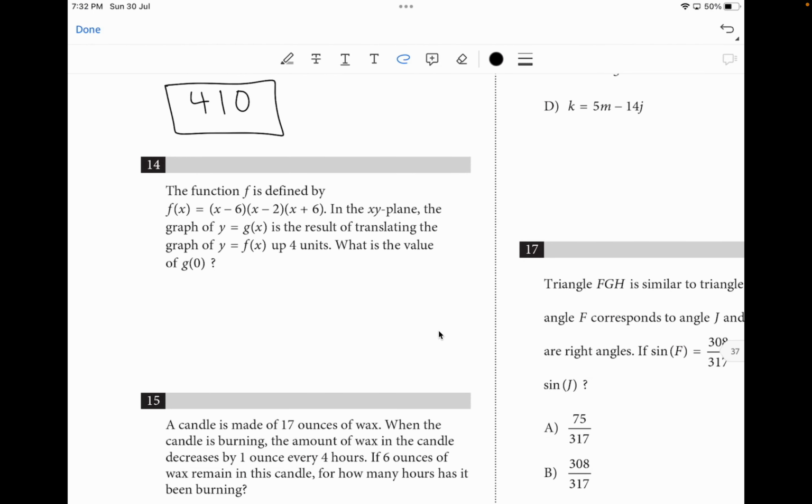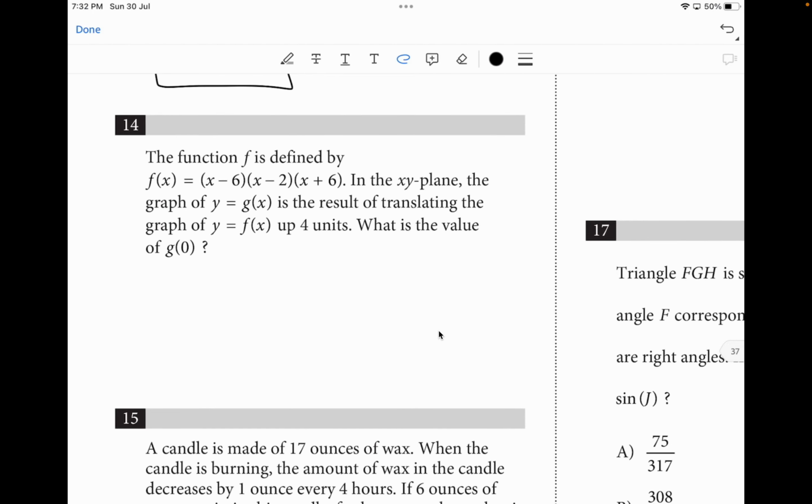Question number 14 is that the function f is defined by f of x is equivalent to (x minus 6)(x minus 2)(x plus 6). And we can see that in the xy plane, the graph of y equals g of x is the result of translating the graph of y equals f of x up 4 units. What is the value of g of 0?